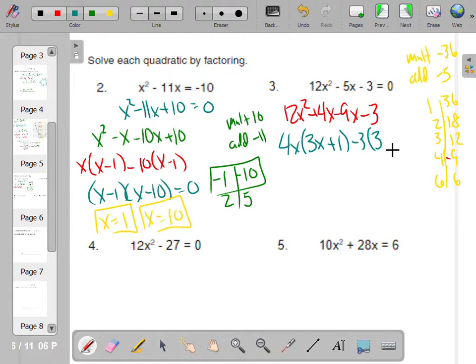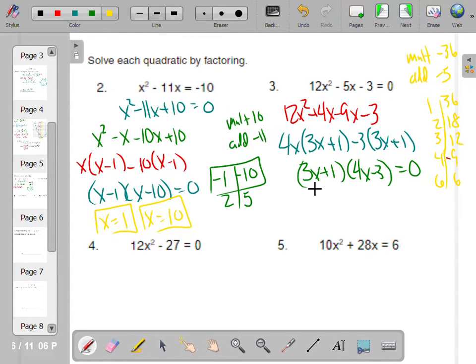Negative 3 times positive 3x is negative 9x, and negative 3 times positive 1 is negative 3. At every stage of the game, you should be distributing backwards and making sure you get 12x squared plus 4x, minus 9x, minus 3. If you do it right, you should have factors that are the same, 3x plus 1 and 4x minus 3. And I want to know when those equal 0.